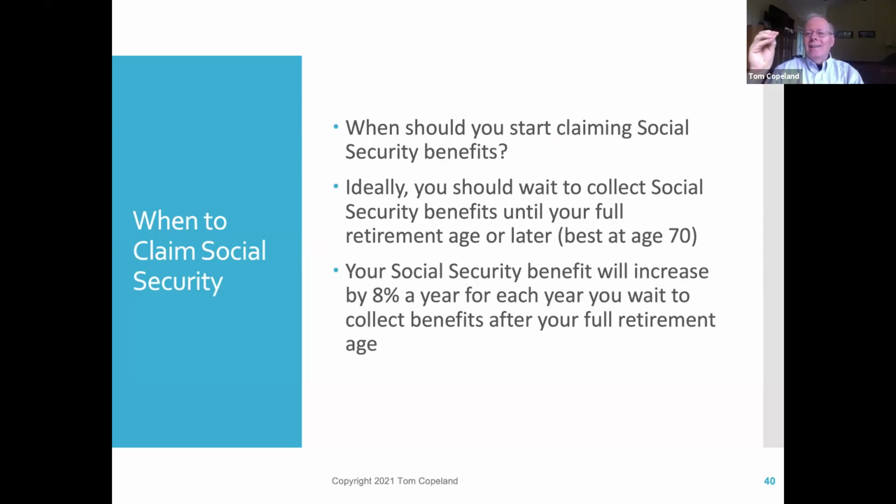That's a lot. So although there is an incentive to wait between the age of 62 and your full retirement age, there's a much bigger incentive to wait for those last few years. Now, maybe you can't wait till age 70. Okay, but you should understand the significance of waiting.